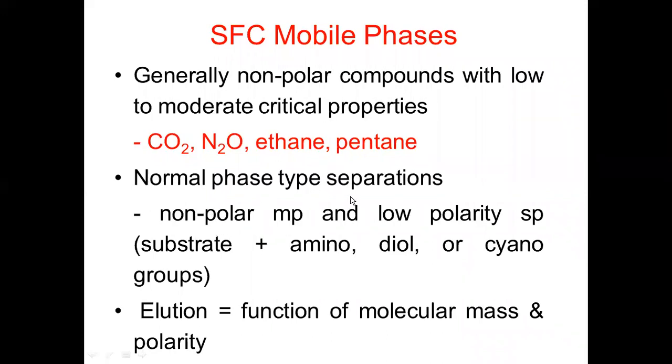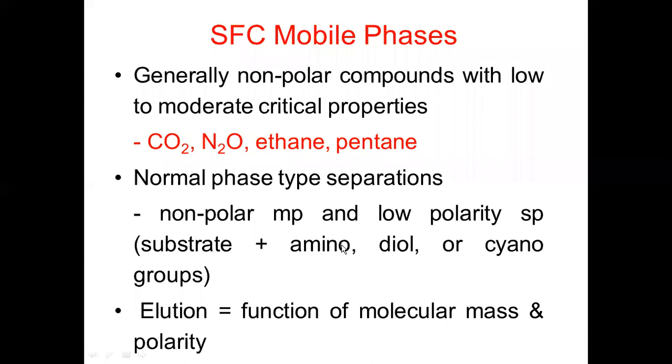So normal phase separations can be performed by using a normal mobile phase such as carbon dioxide and dinitrogen oxide, and a low polarity stationary phase such as amino, diol or cyano substituted silica, which are low polar stationary phases.